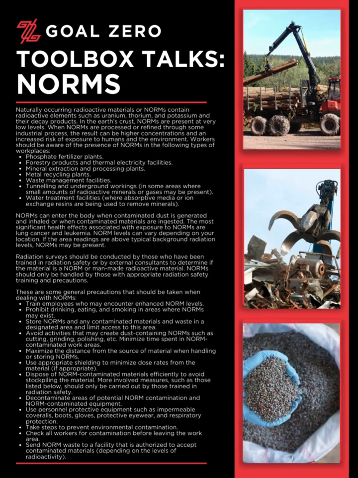Today's Toolbox Talk: naturally occurring radioactive materials. Naturally occurring radioactive materials, or NORMs, contain radioactive elements such as uranium, thorium, and potassium and their decay products. In the Earth's crust, NORMs are present at very low levels. When NORMs are processed or refined through some industrial process, the result can be higher concentrations and an increased risk of exposure to humans and the environment.